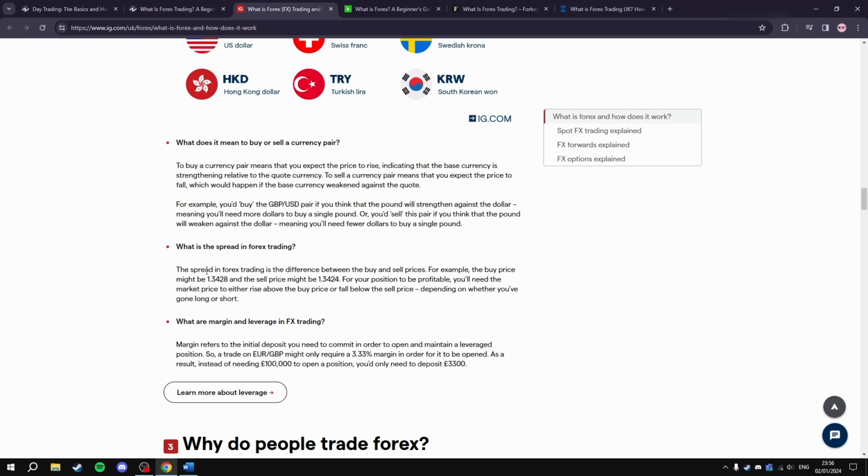What is a spread in forex trading? Spread in forex is the difference between the buy and sell prices. For example, the buy price might be that and the sell price might be that. To be profitable, you need the market price to either rise above the buy price or fall below the sell price, depending on whether you've gone long or short.